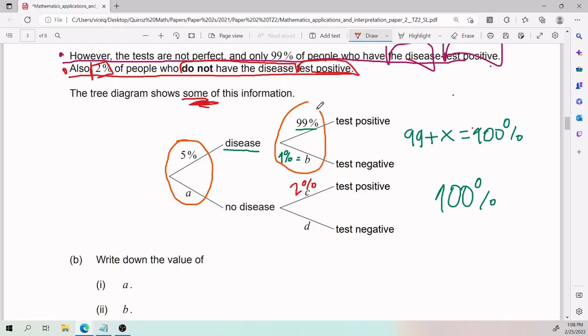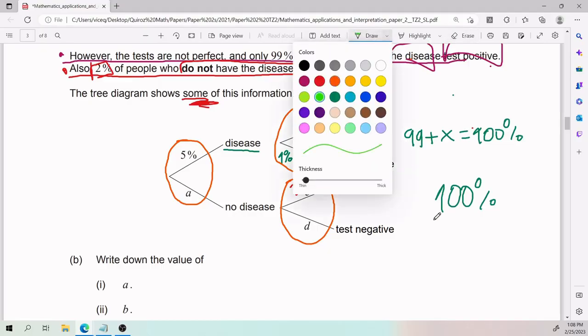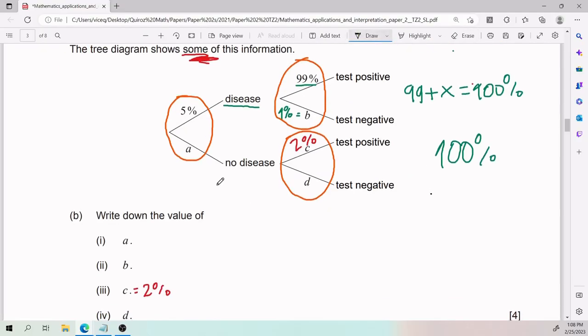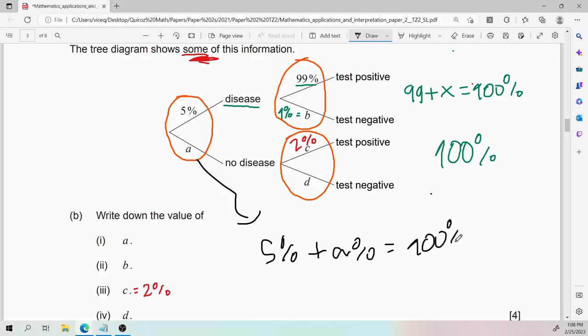Every set of roots, if you want to call it that, has to equal 100%. This would be one root, this is another root, since it is a tree diagram, right? So each of those pairs has to equal 100%. Each of my orange circles has to equal 100%. So now that I said that, it's all going to come out very easily. For example, for this guy here, 5% plus A has to equal 100%. Well, A has to be 95. Boom.